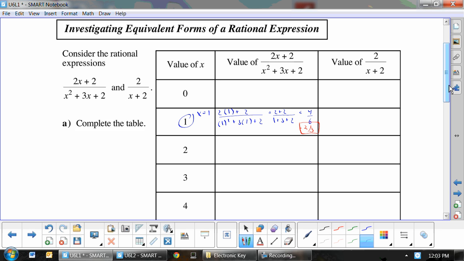And so if we do that in this rational expression as well, we also get 1 plus 2 over 2 is equal to 2 over 3. So can someone put up their hand and tell me what they notice? Yeah, Kelsey? Yeah. So we say that they are equivalent forms.